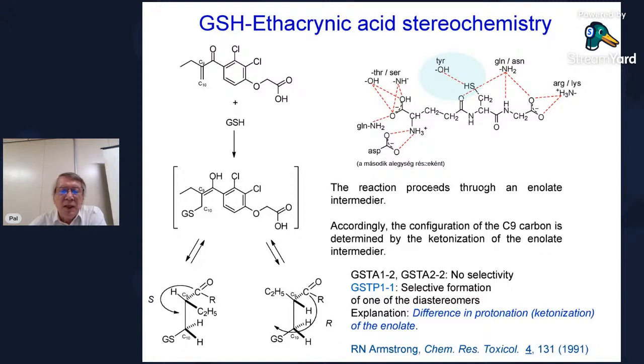It was found that the glutathione S transferase 1 form results in formation of only one of the possible diastereomers, which is the consequence of the selective protonation of the enolic intermediates.